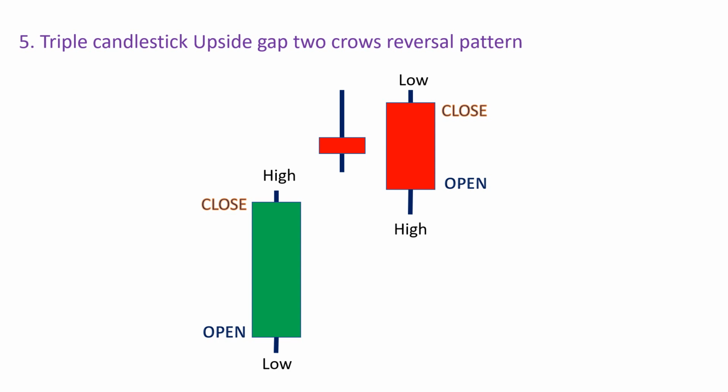The strong bullish candle loses its momentum by forming a small bearish candle, and as soon as the third candle closes below the second candle, that is the time traders use to exit the trade and put their stop loss above the high of the pattern. This is how to trade the upside gap two crows reversal pattern.